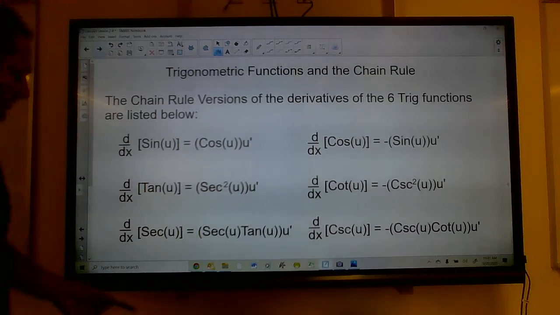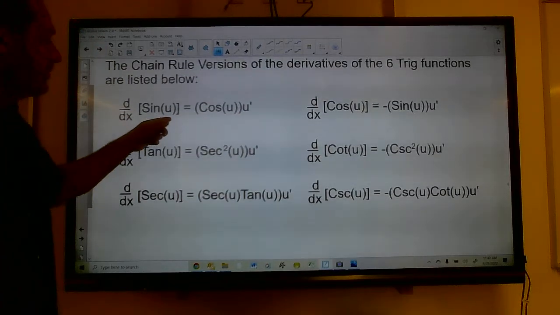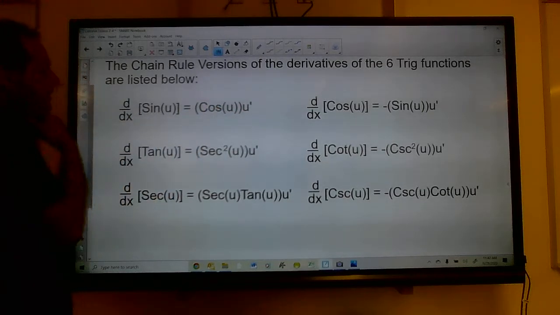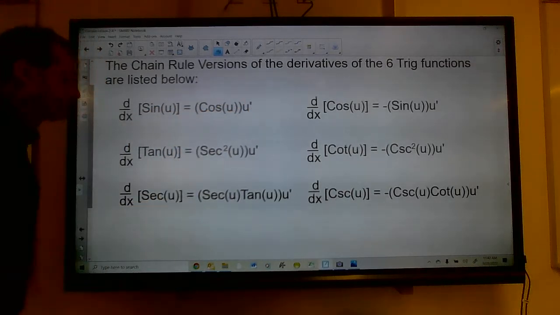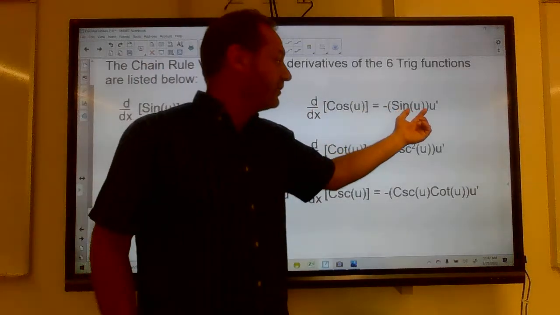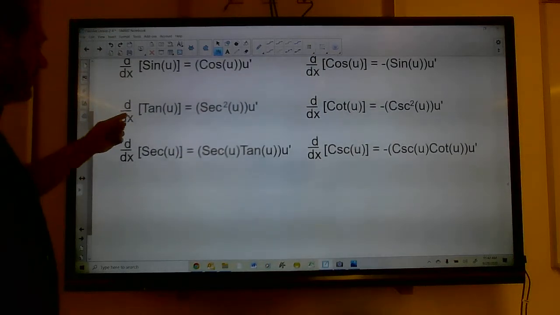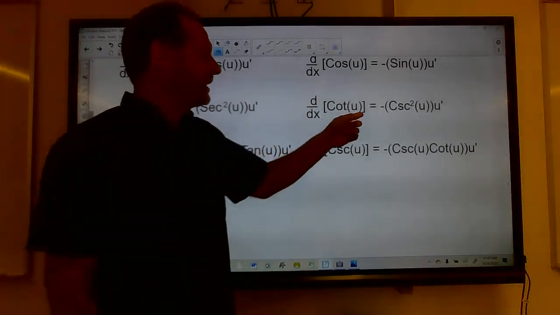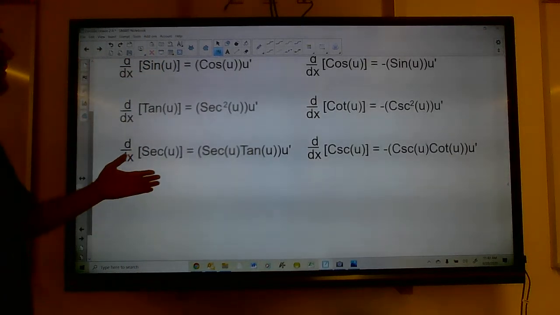So some trig functions in the chain rule. The derivative of sine u is cosine u times u prime, or the derivative of u. This would be like if you had a 2x in here, then it would be cosine of 2x times the derivative of 2x, which is 2. Same thing over here, the derivative of cosine is going to be negative sine u times the derivative of u. The derivative of tangent u is going to be secant squared u times the derivative of u. Cotangent u is going to be negative cosecant squared u times the derivative of u.